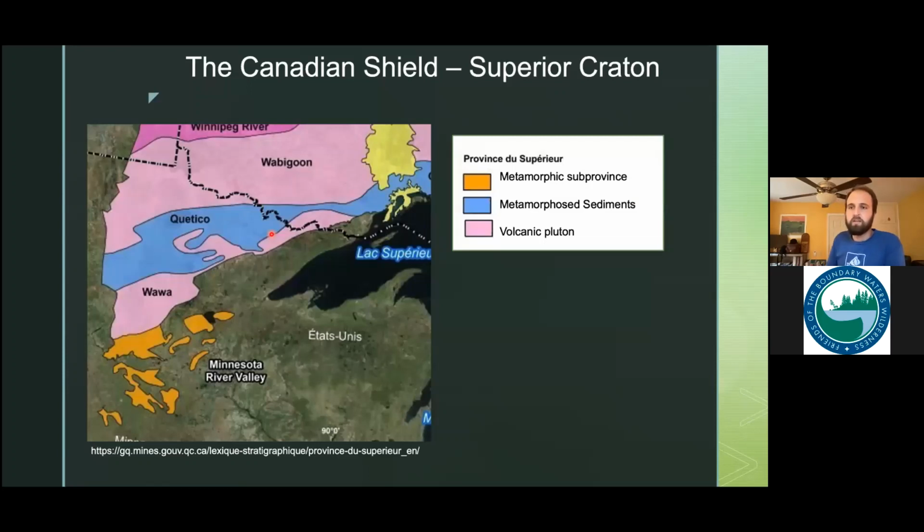Again, those little pieces of land that would have been assembling together into larger continents in this time, about 2.8 billion years ago. So we have the Wawa and the Wabigoon, those are volcanoes. They would have been little islands. And then in the Quetico province, there are sediments that would have been in an ocean between those two islands. And they got kind of jammed up together.